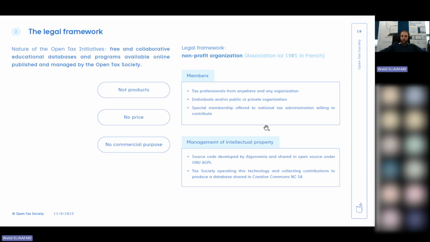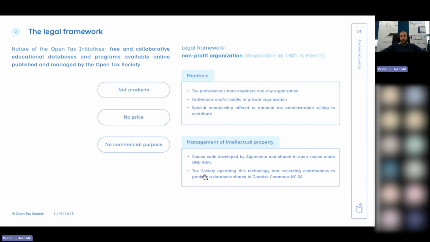In terms of management of intellectual property, we have developed some code in order to operate some functions. Algonomia already puts its code in open source, so anybody can reuse it and share it too. The only difference is the A in the GNU AGPL license, meaning that if you reuse our code and make changes and use it yourself, you need to also put it in open source. Same thing for the data.